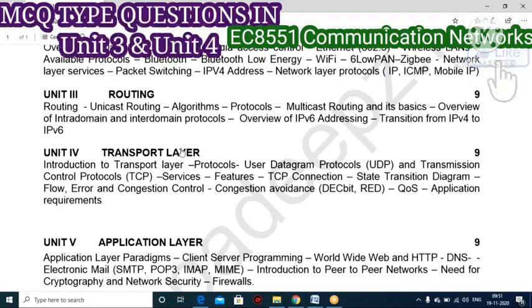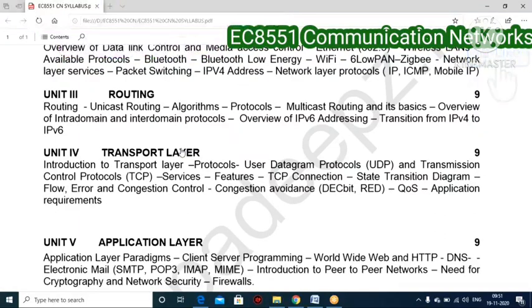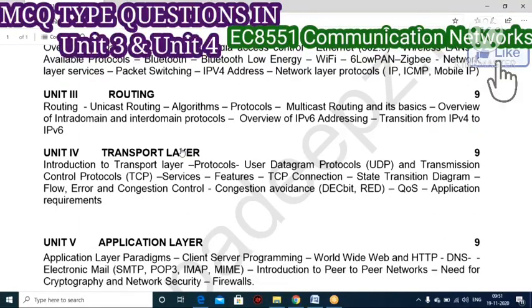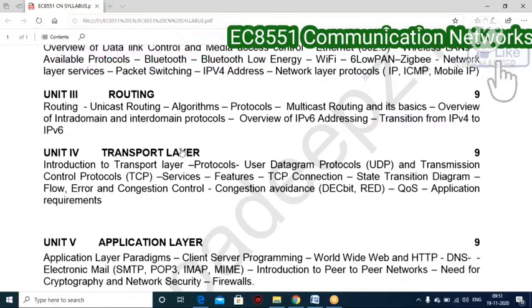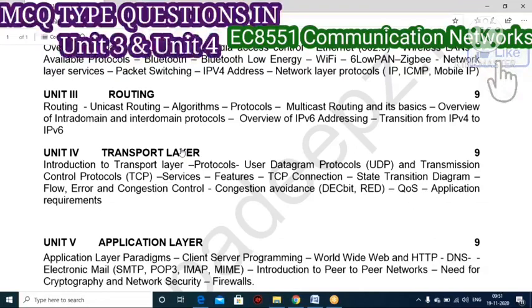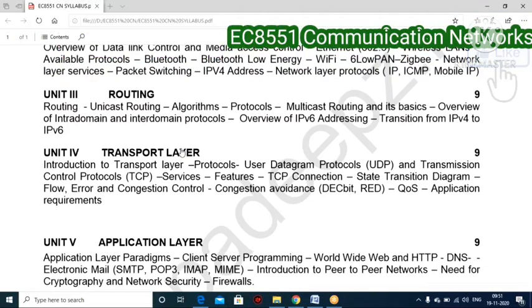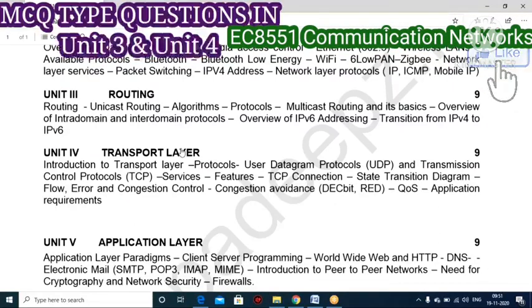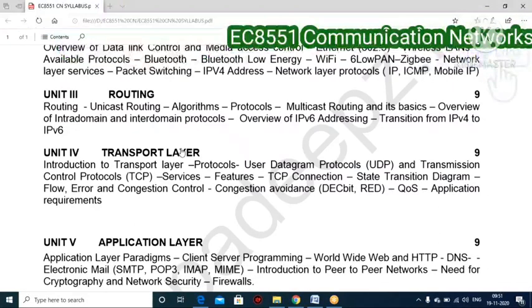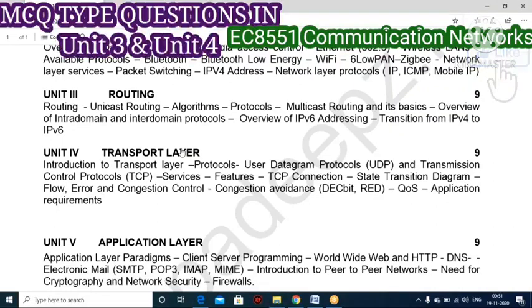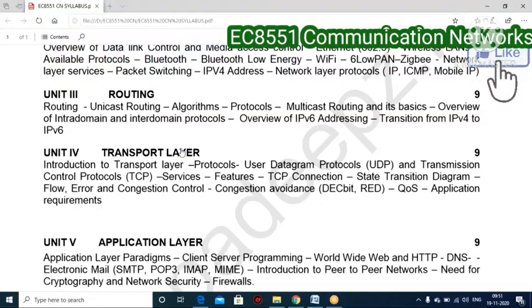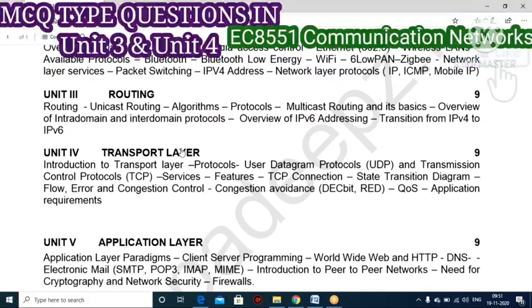Then we move to the transport layer. In the transport layer, here also you frame a flow chart, that is a classification tree. First question: what is the transport layer? You all know that the transport layer is the heart of the OSI model, isn't it? Mainly, it is responsible for process to process delivery.